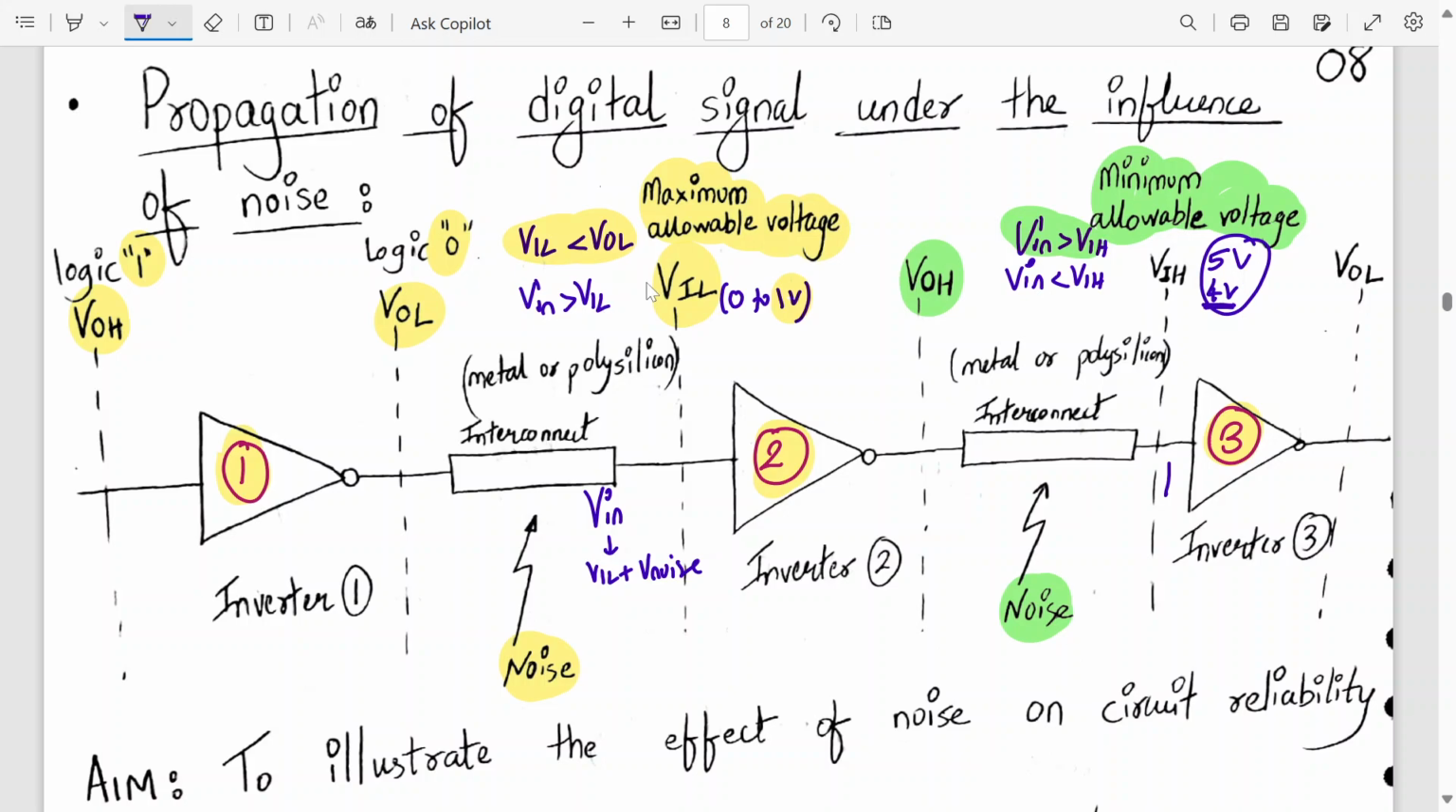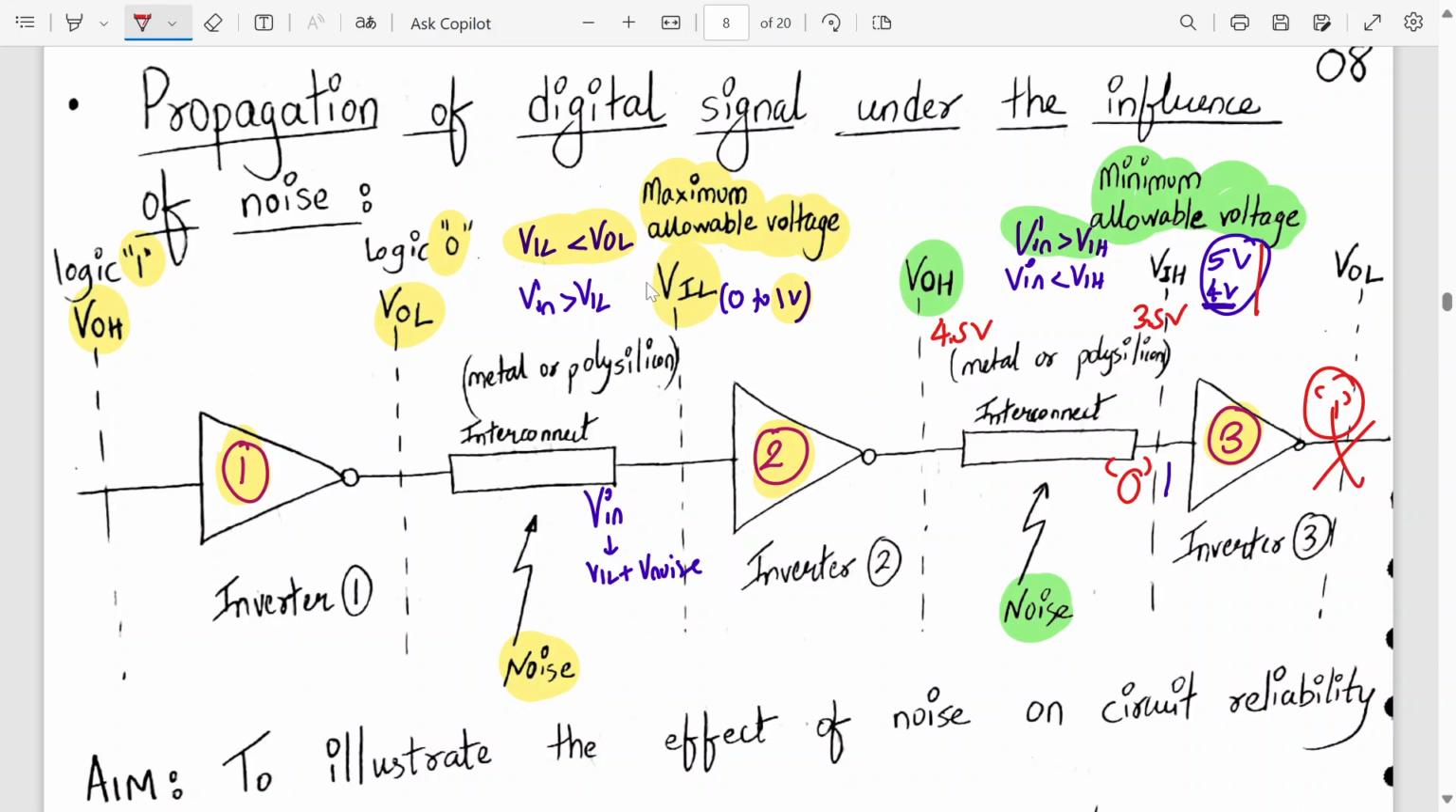Yes or no? Now let's consider this case where there is something wrong. This VOH somehow was, let's say, 4.5 volt. Due to noise it has become 3.5 volt. So what will it wrongly interpret? It cannot interpret logic 1, so it will wrongly interpret logic 0. So what will come at the output? Logic 1, which is wrong. Correct? It should interpret it as logic 0, right? VOL should come, but VOH came.